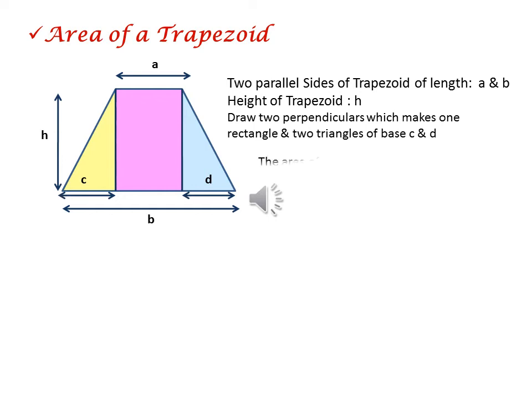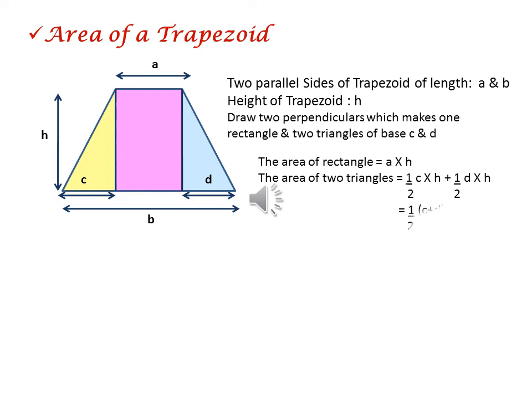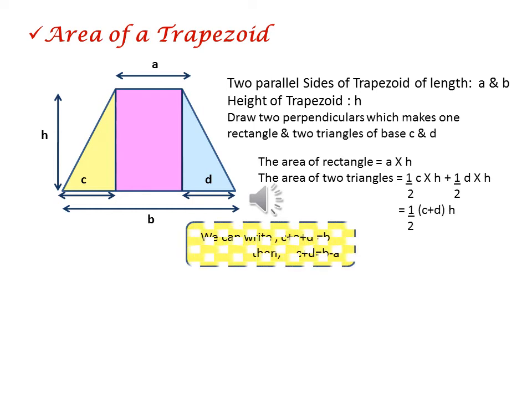So let's calculate the area of this rectangle, that is equal to a into h, and the area of two triangles will be c into h by 2 for the left triangle and d into h by 2 for the right triangle. Or we can say the area of two triangles will be (c plus d) into h by 2, and c plus d is nothing but b minus a. So we can write (b minus a) into h by 2.